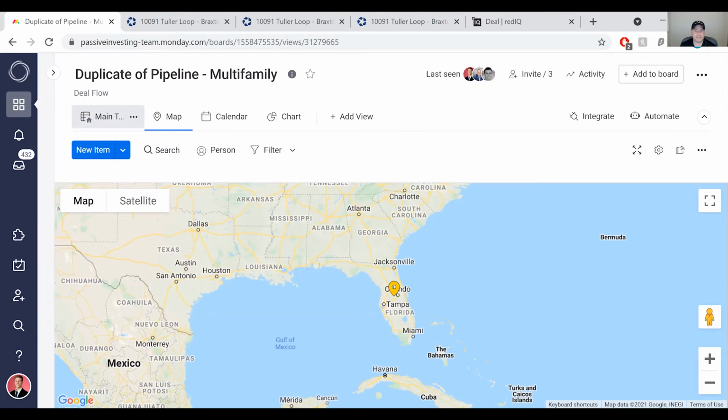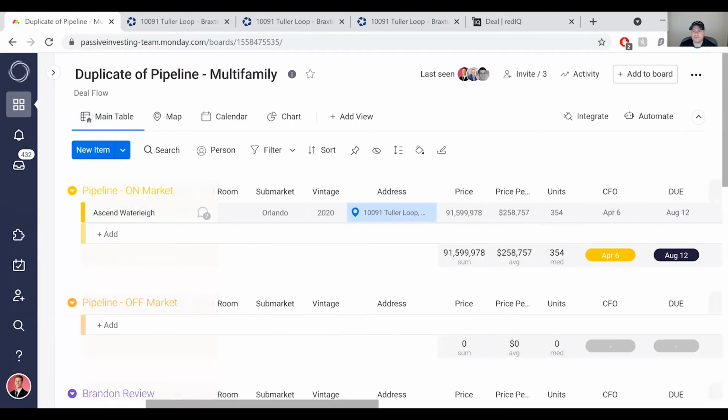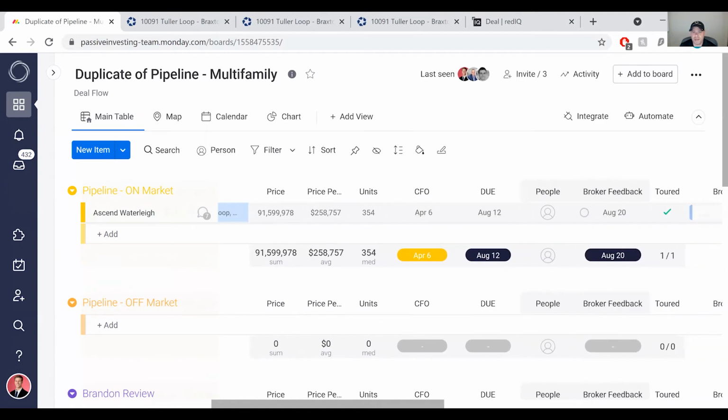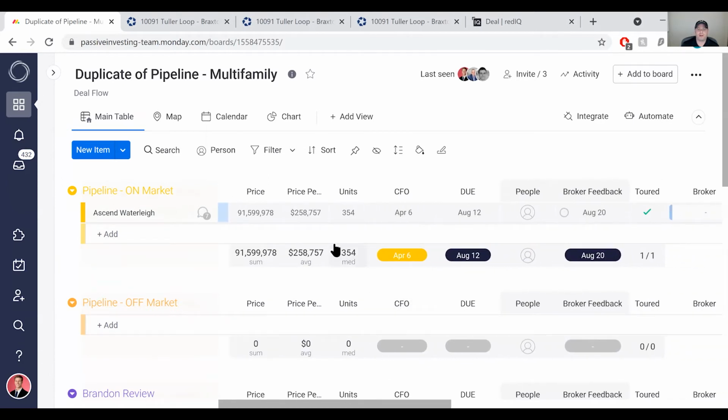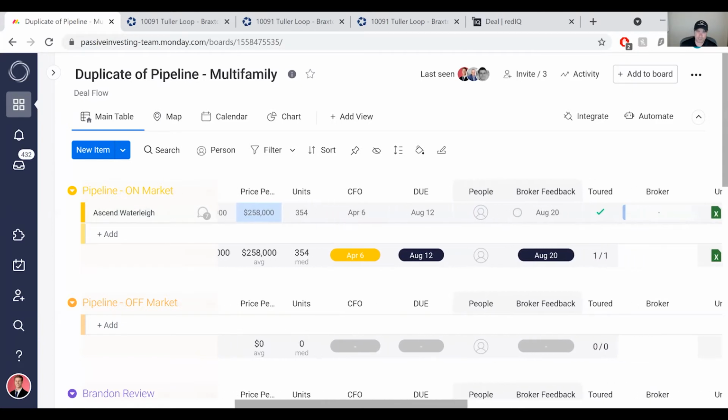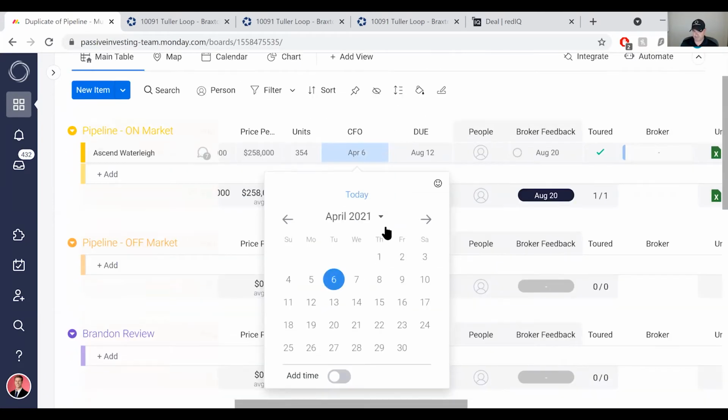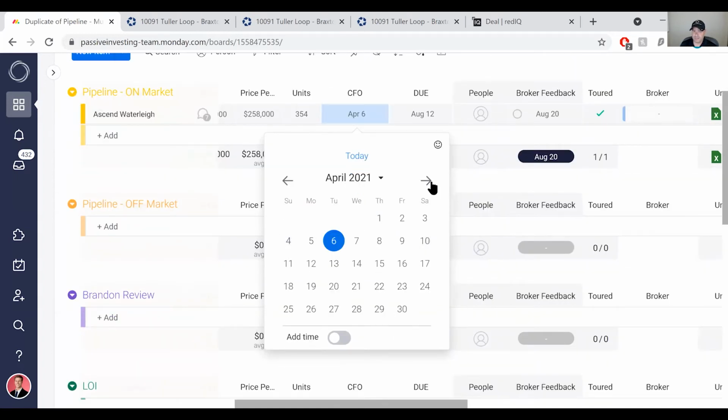Back to the main table there. And then we've got our pricing guidance. Chris has that coded so that when we put in either the price per door or the total price, it gives us the other. So if it's $258 per door, which is usually the way that we get pricing, on a per door basis, that'll calculate the total overall purchase price, number of units, CFO date, call for offers date, and due date.